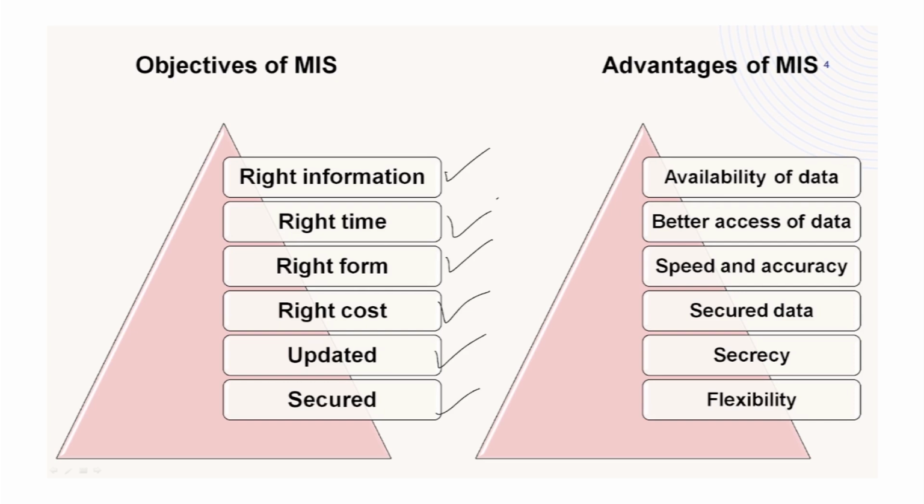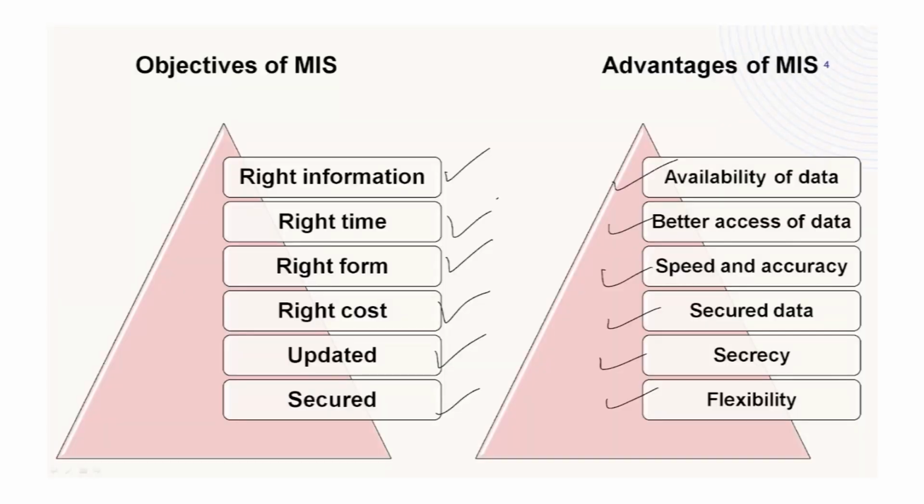Advantages: the availability of the data. Manager will be having lots of data for taking any kind of key decision. Better access of data, accessibility is one of the key factors. Data from the different departments will be available at one point of time. Speed and accuracy: the moment you click it through the software, all the data will be shown to the manager for the purpose of key decision making.